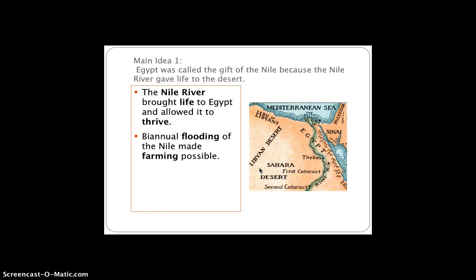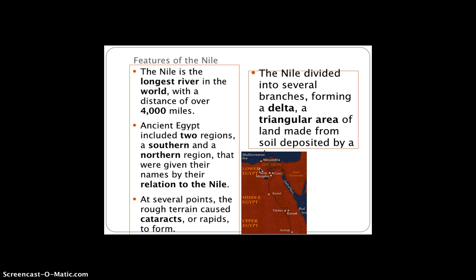The Nile flooded, gave crops and the land a more moist soil, so farming was enriched and farmland became that much more prominent around the Nile River. There are several features of the Nile. The Nile is the longest river in the world. It is about 4,000 miles long.